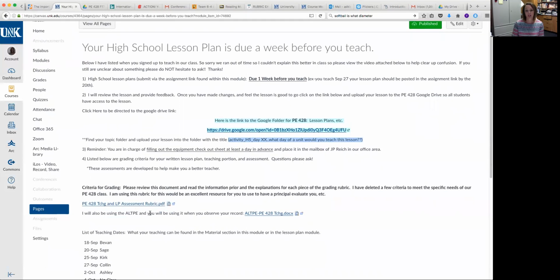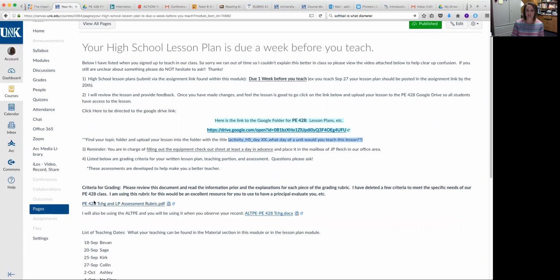Now, I've also put the grading rubrics I'm going to be using for each of the times that you're going to be teaching. And so let me get it up so you can see. Actually, you aren't going to be able to see this because I found out you only are looking at the web page. So I would really strongly encourage you to look at the teaching and lesson plan assessment rubric.